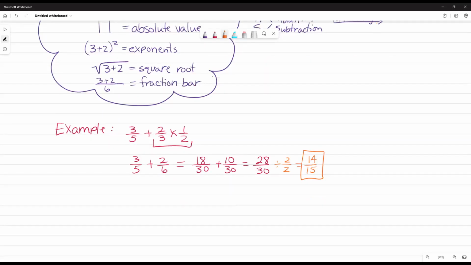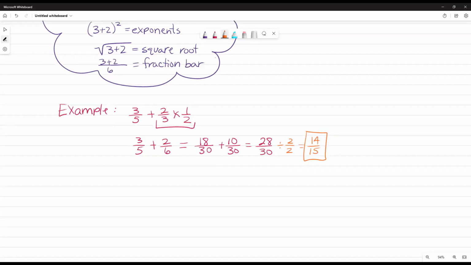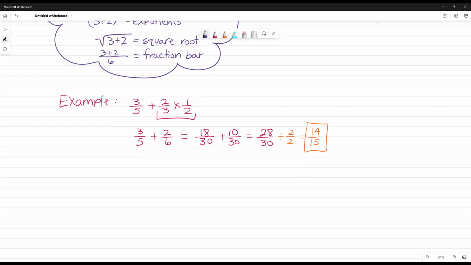Easy enough? Okay. Absolutely. I feel like y'all should be fine with this. I feel like this is very easy, but I'll go ahead and do the example anyway.